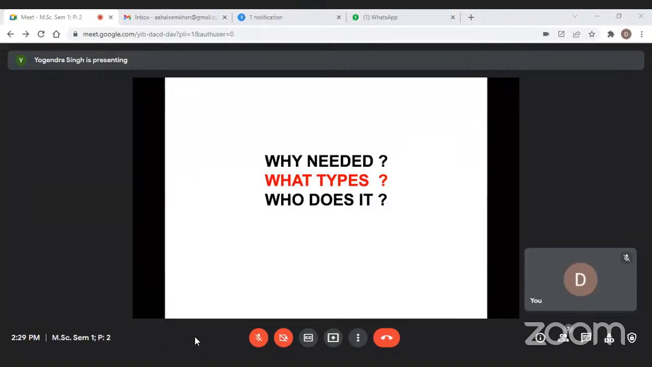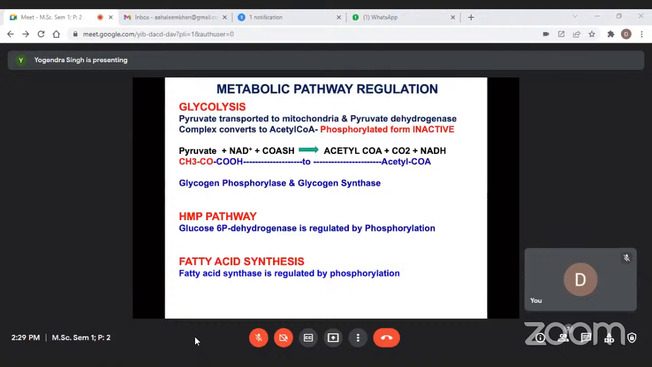What types? Some I showed you, and who does it? Many times it is done by enzymes. So let's see some examples of this. First example I have given is metabolic pathway regulation.